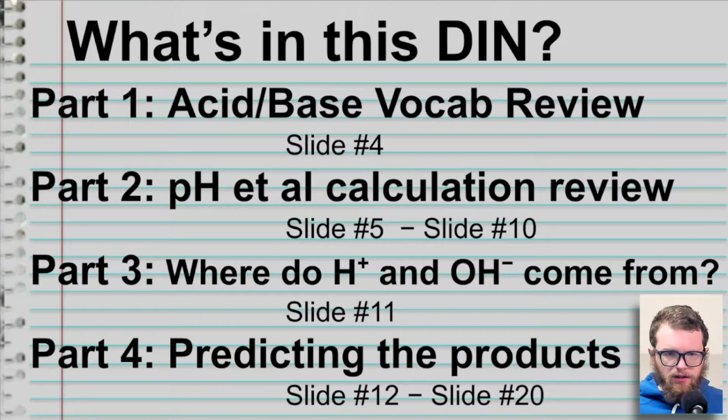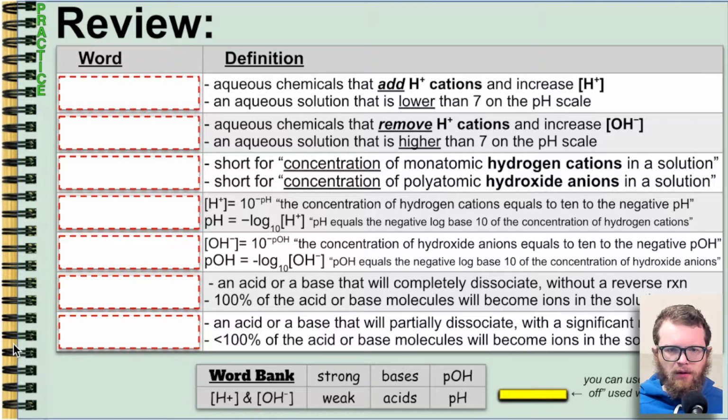Okay, so what is in this notebook? We're going to do some acid-base vocab review just on slide 4. We're going to redo the pH et al. calculations. Et al. is Latin for "and the rest," so pH, pOH, concentration of H+, concentration of OH- in solution. So we'll do that, and then we'll talk a little bit of review of where the H+ and the OH- come from, and then we'll get into some predicting the products.